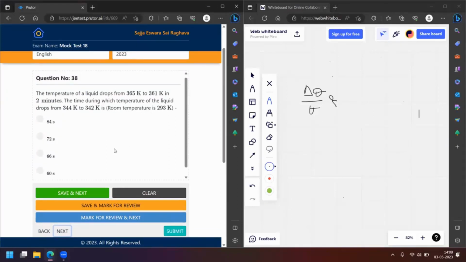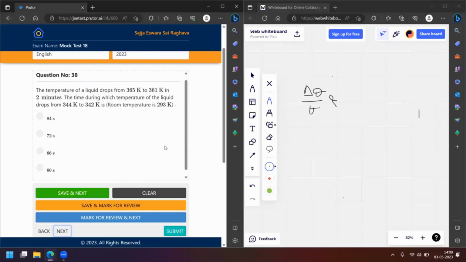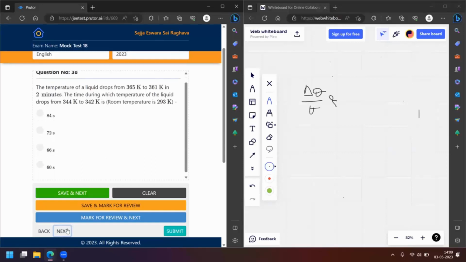So here again, the rate at which the heat is lost is directly proportional to the difference between the temperature of the body and the surrounding temperature. By integrating it, you can find the answer. If you assume it is linearly related as in Newton's law of cooling, we can, by integrating it, find the time at which the temperature will drop. So we go to the next.